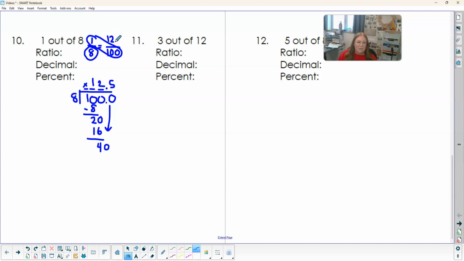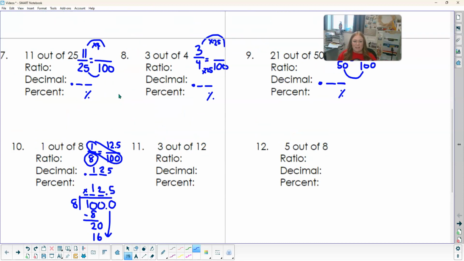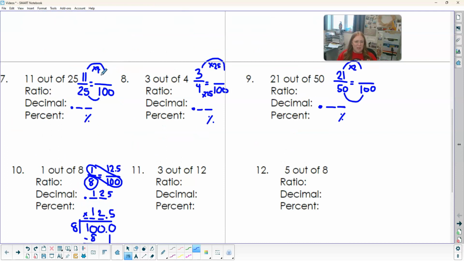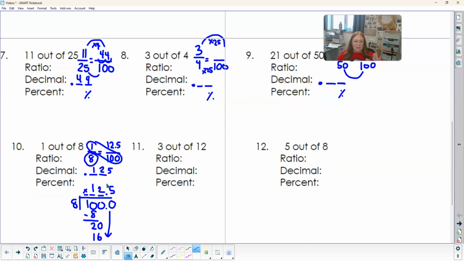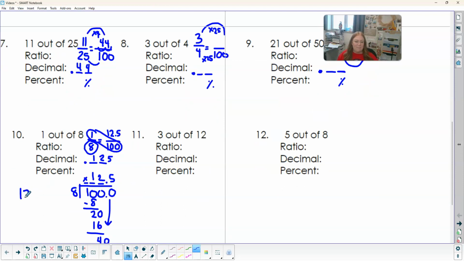So we have 12.5 out of 100. So my decimal is going to look a little different. So 12 is the hundredths. So I need to put the 12 here, and then we'll just add on the 5 at the end. So really we just moved the decimal forward 2 places. If we look here, right, this was 44. The decimal's at the end. We just moved it forward 2 places to make 44. So we had 12.5.